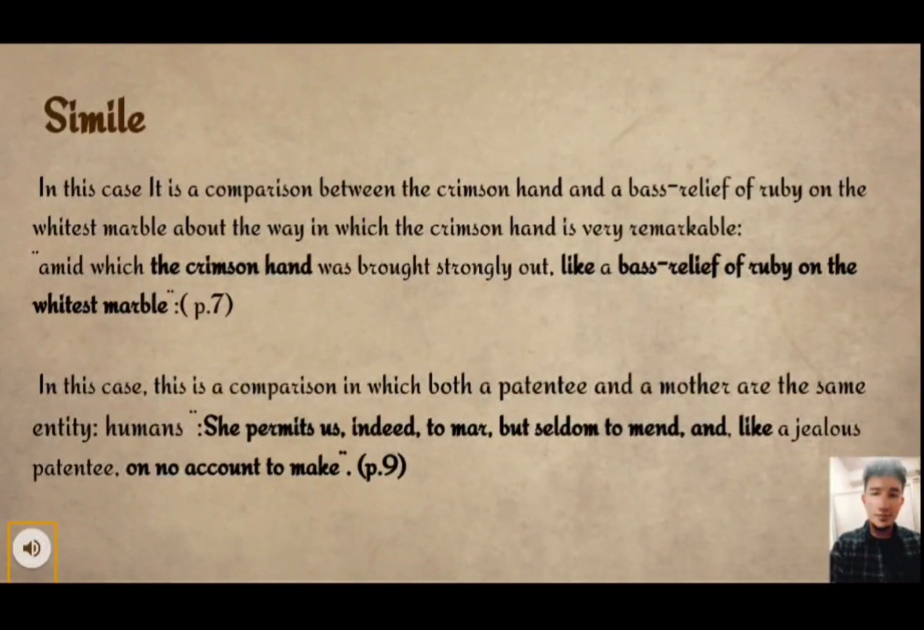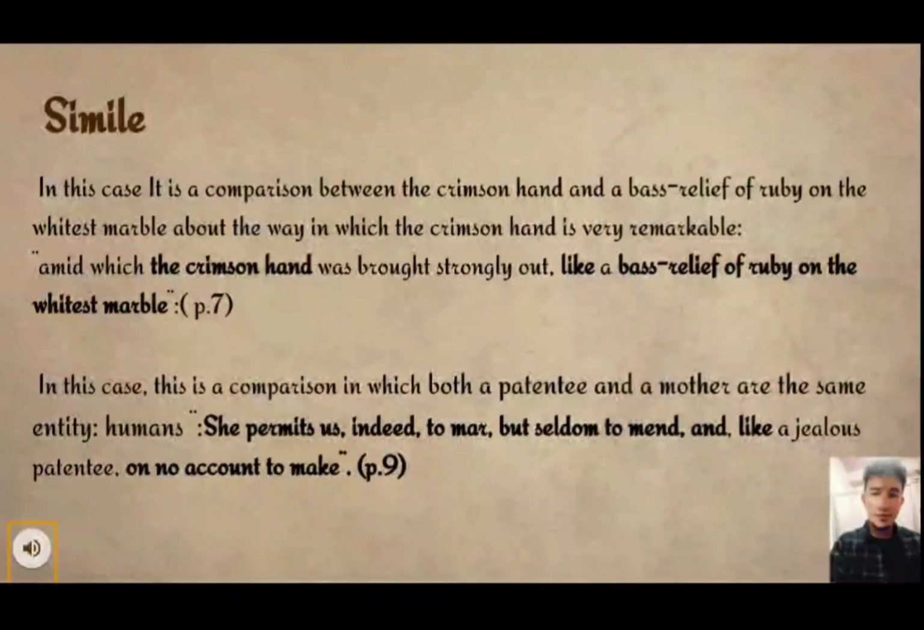Simile. In this case, it is a comparison between the crimson hand and a bas-relief of ruby on the widest marble, showing how remarkable the crimson hand is. We have: the crimson hand was brought strongly out, like a bas-relief of ruby on the whitest marble, on page number 7.